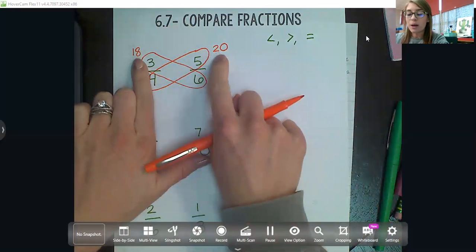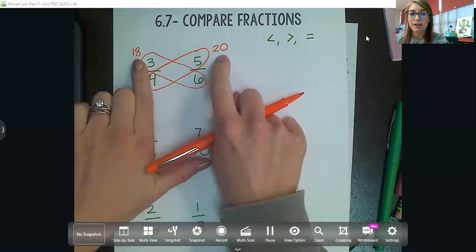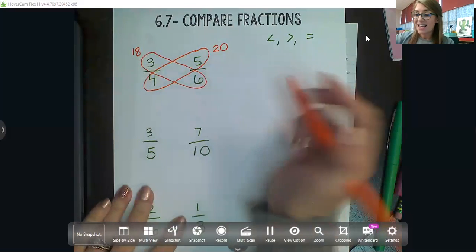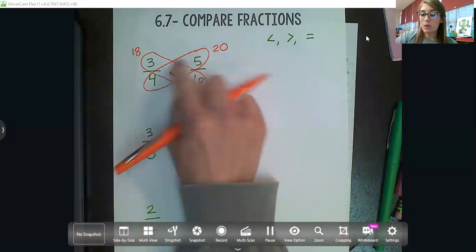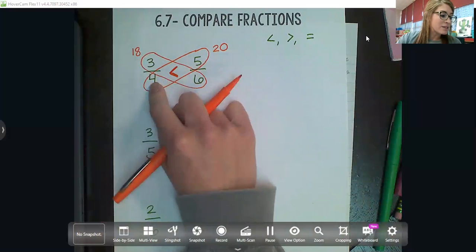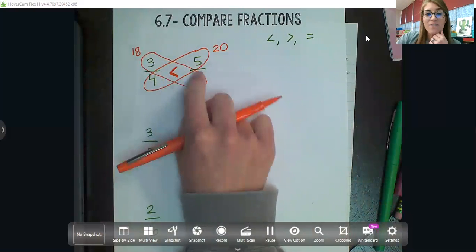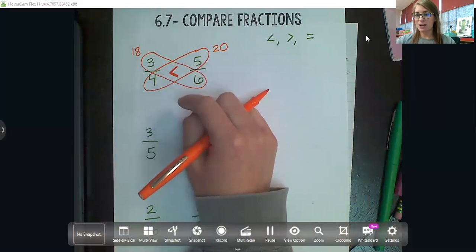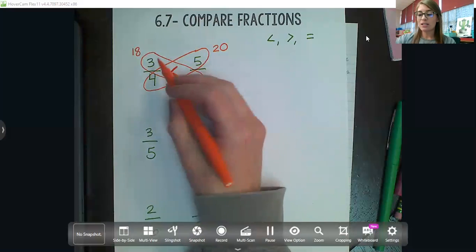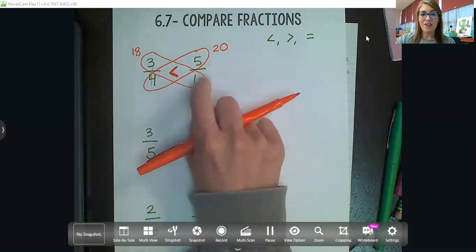Okay, now here's what we're going to do. We're going to look at these two numbers. Which number is larger? Very good. 20 is larger, which means that 5/6 is the greater fraction. Okay, so we would read this as 3/4 is less than 5/6, because remember our alligator mouth, like we learned in first grade, second grade, whenever, always eats the bigger number or fraction in this case. So this is 3/4 is less than 5/6.